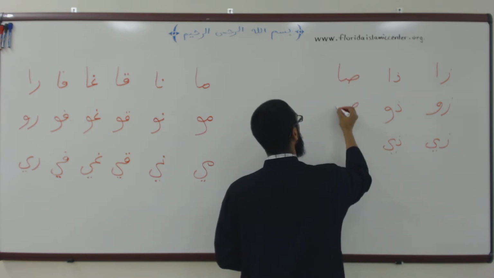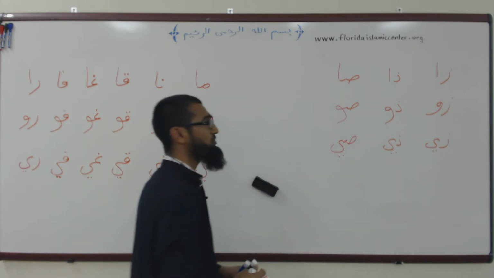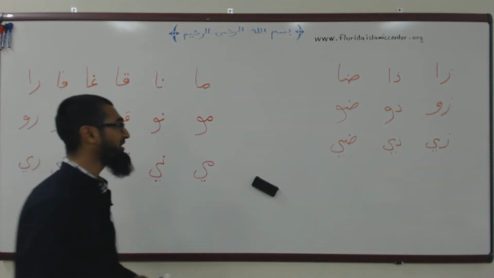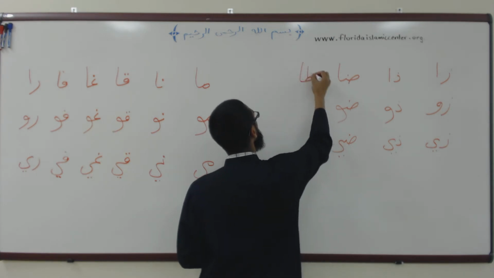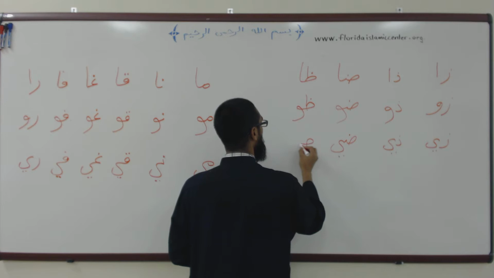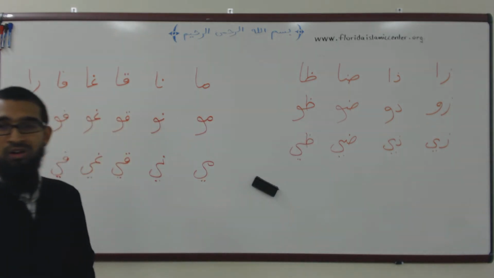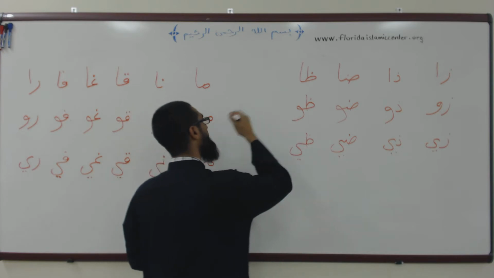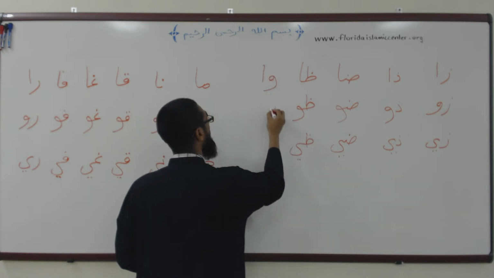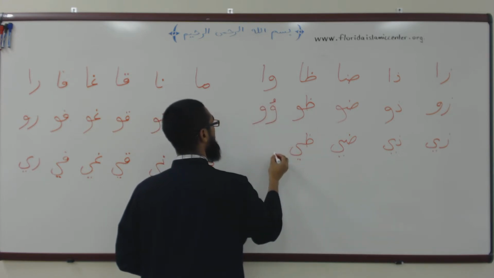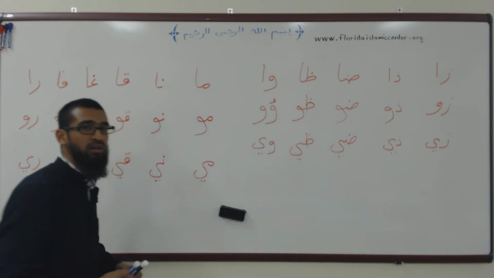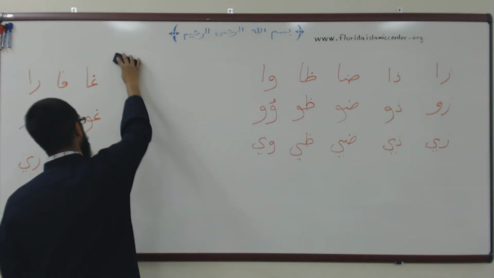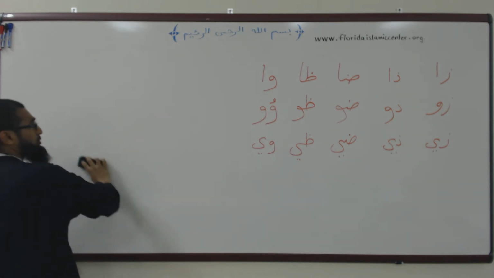What about that? Sa, su, si. Put a dot on it now. Da, du, di. What about this one now? Wa, wu, wi. Okay, so every letter basically follows this rule. Every letter follows this rule. Now we're going to practice them, okay?